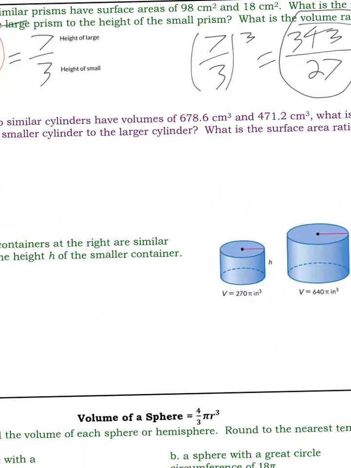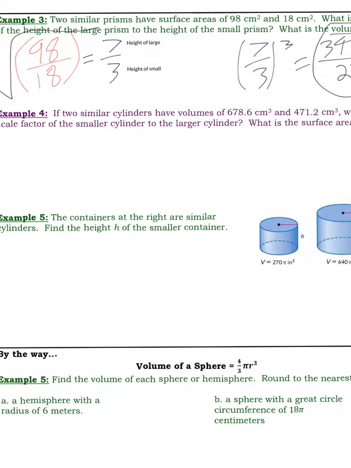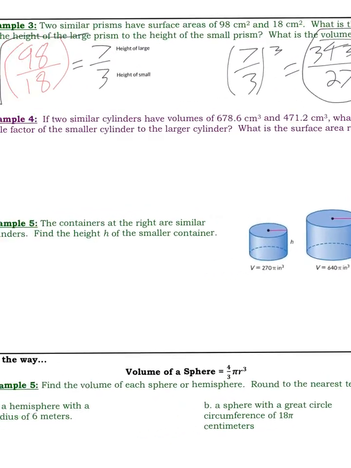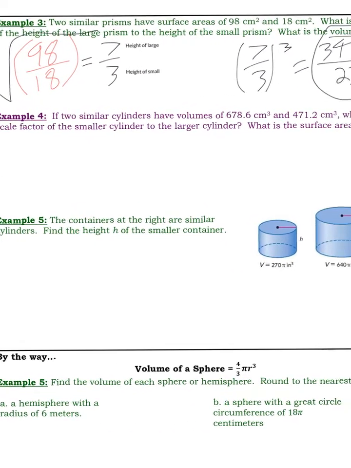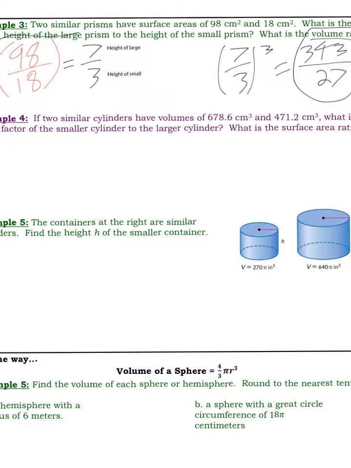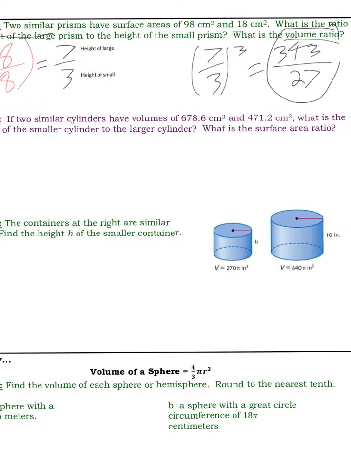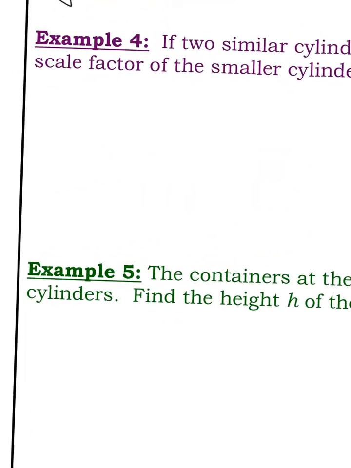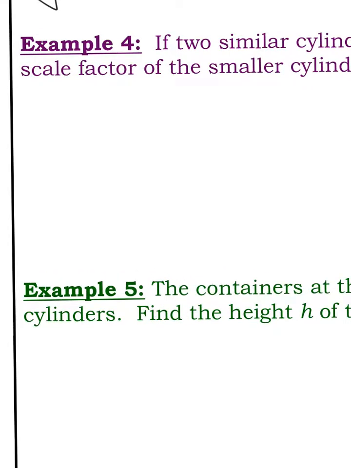Now, this one, two similar cylinders have volumes of that number and that number. What is the scale factor of the smaller cylinder to the larger cylinder? And then, what's the surface area ratio? The first thing you're going to want to do to find this scale factor is cube root this time. We're trying to undo a cube.